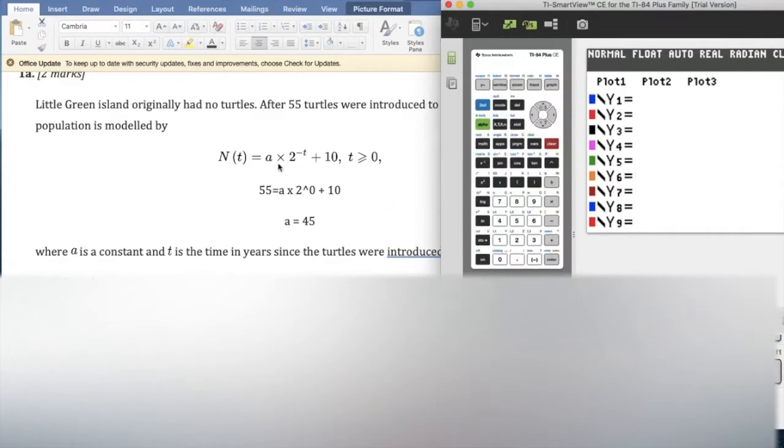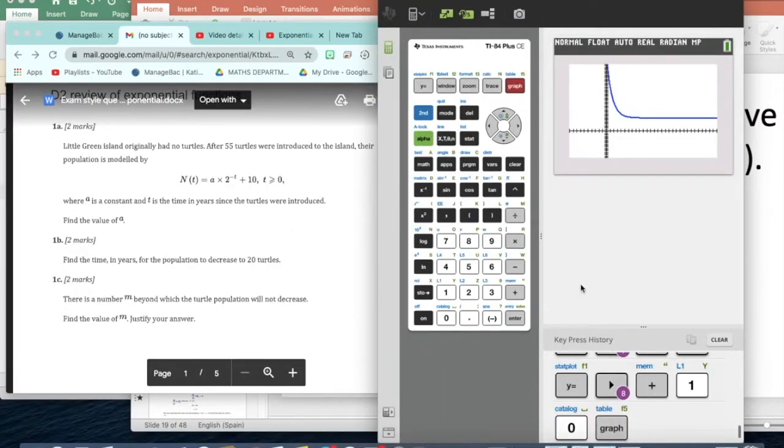So we know that a is 45, so 45 times 2 to the power of, now this is when you put the brackets in. If we're ever doing the power of negative, we're going to put brackets in, minus x in this instance, which is going to be our t variable in this function, plus 10. And we can see the model now. This is going to be the time, and the y-axis is going to be the populations of the turtles. You can see it stagnates around this point.